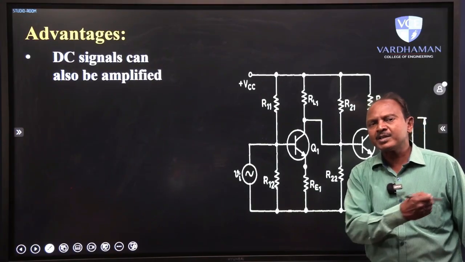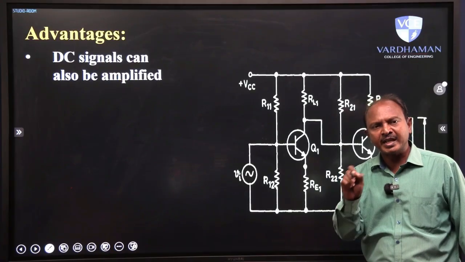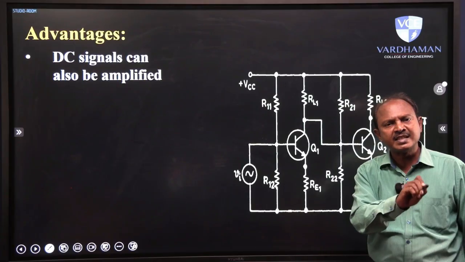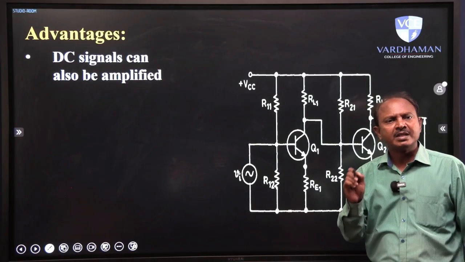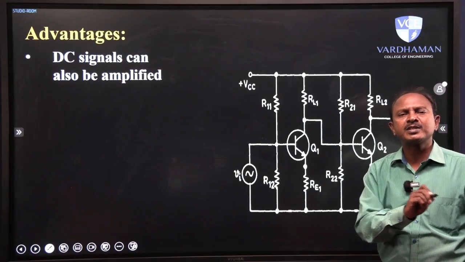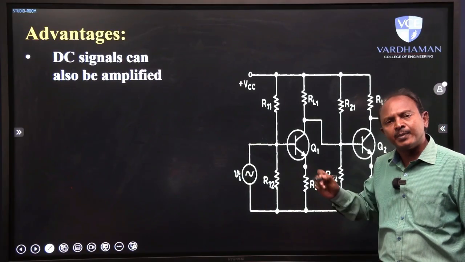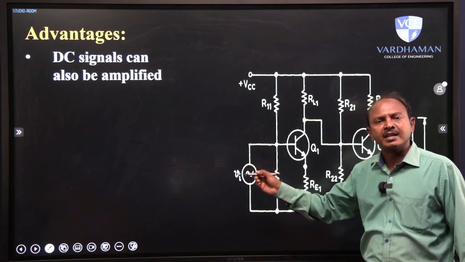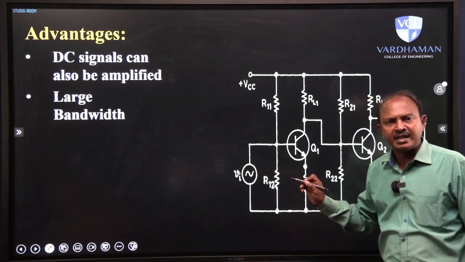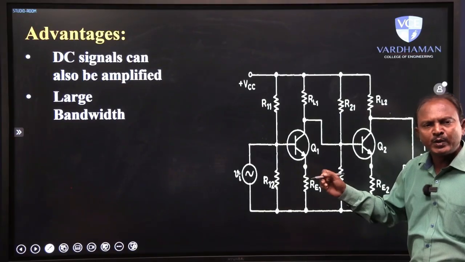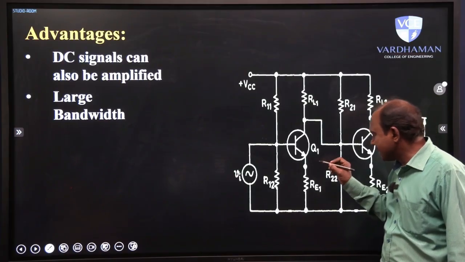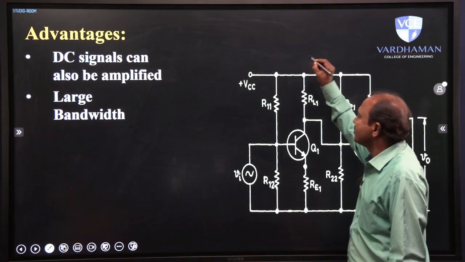If you go for capacitor coupled amplifiers and place a capacitor between the input signal and the amplifier, the capacitor will block the DC signals, so only AC signals are applied. Therefore, DC signal amplification is not possible in capacitor coupled amplifiers, which is possible in direct coupled amplifiers. This is the basic advantage of this coupling scheme. Then the second advantage: if you look into the frequency response of this coupling scheme, you can easily understand that there is a large bandwidth in this case.